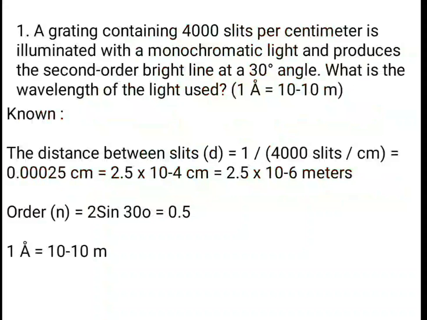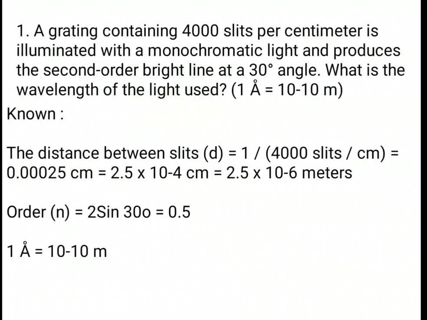In this video, I would like to discuss problems on grating. A grating containing 4000 slits per centimeter is illuminated with a monochromatic light and produces the second order bright line at 30 degrees angle. What is the wavelength of light used?